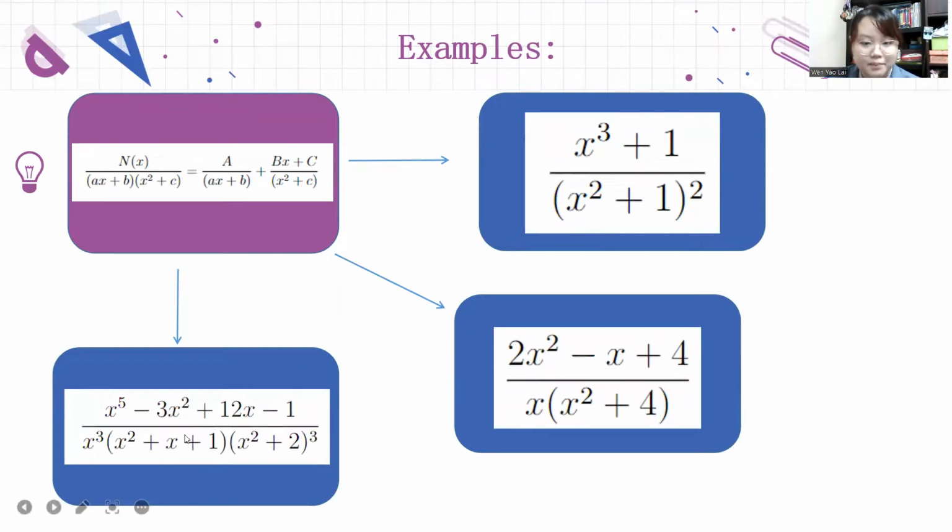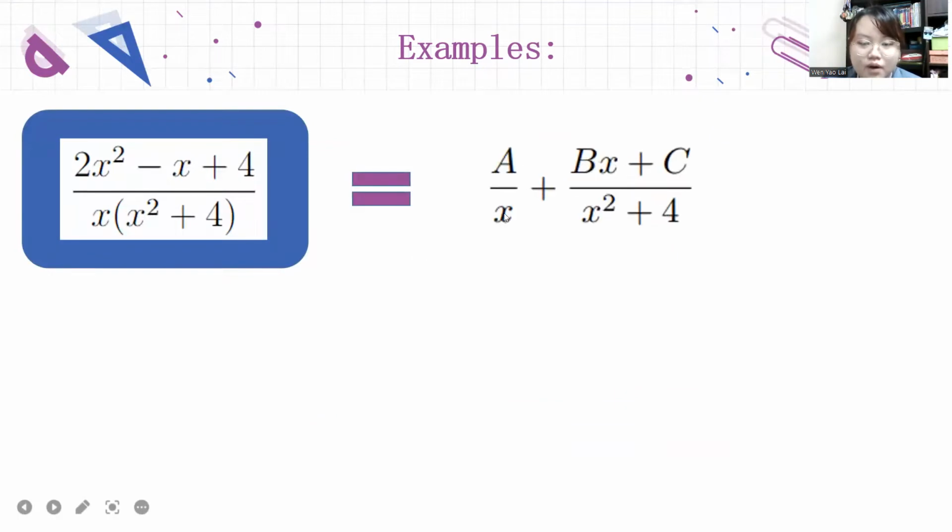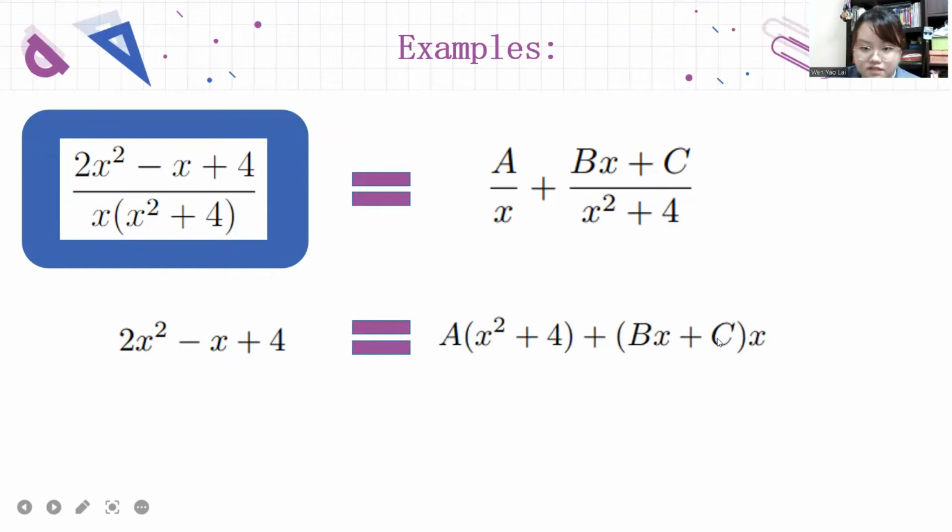Last but not least, the third common form of partial fractions. And here are the examples. Again, I will look at one of them. For example, this, we can express it into a over x plus bx plus c over x squared plus 4. Again, we multiply the denominator of the left-hand side to both sides of the equation, and we will get this form.